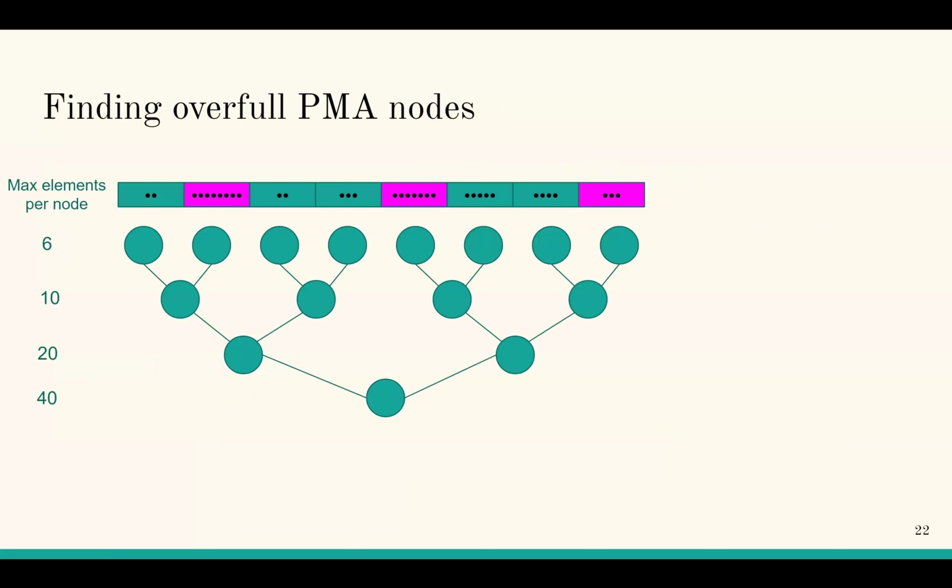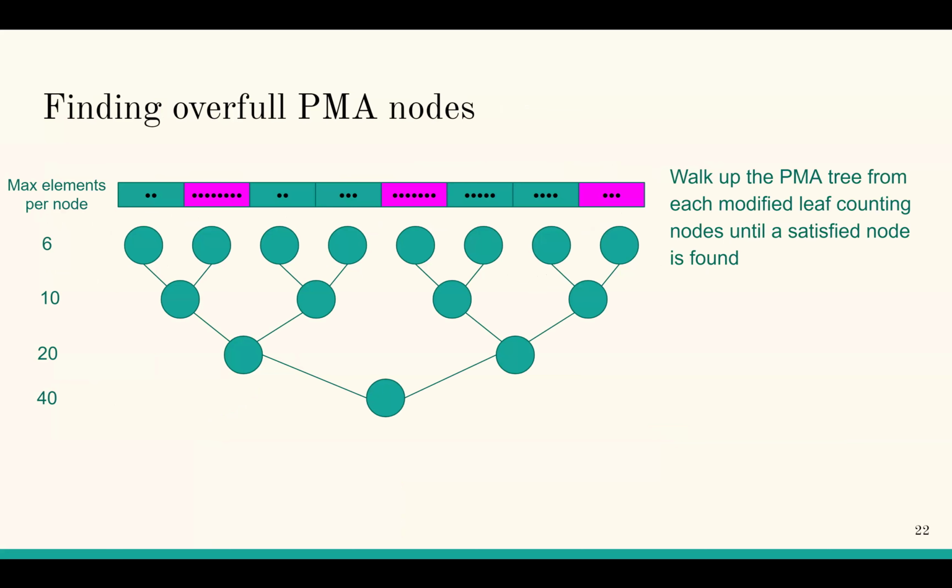The next step is to find the overfull nodes of the PMA, which regions are going to need to be redistributed. So the standard way to do this is we simply look at each leaf that was modified and walk up the tree to figure out which node of the PMA doesn't violate its density bounds. So for example, here, you can see my mouse. With this node, we would check if this node violates its density bound, and it does, and then we would check this node and find it does, and then this one would be fine, and then move on to each other path.